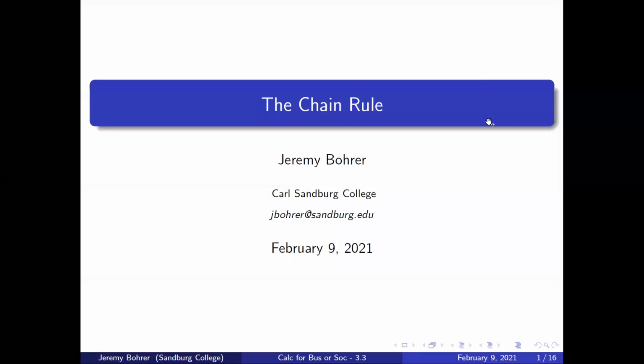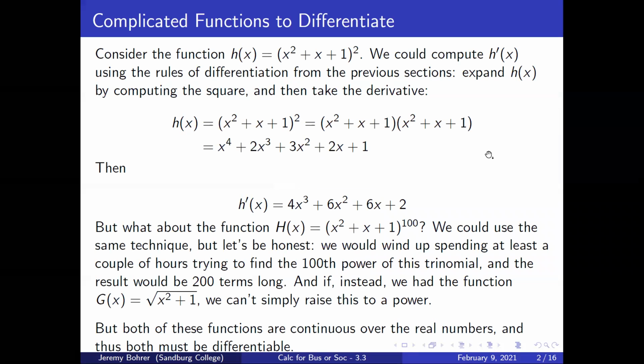In this video, we will discuss the chain rule. Consider the function h of x equals (x squared plus x plus 1) squared. We could compute h prime of x using the rules of differentiation from the previous sections. Expand h of x by computing the square, and then take the derivative.